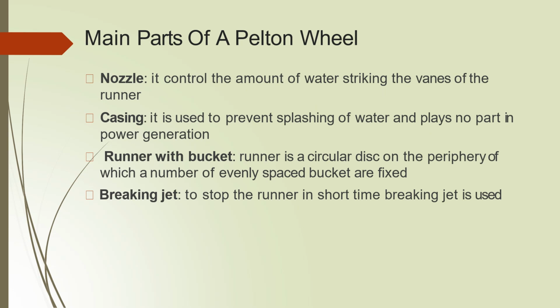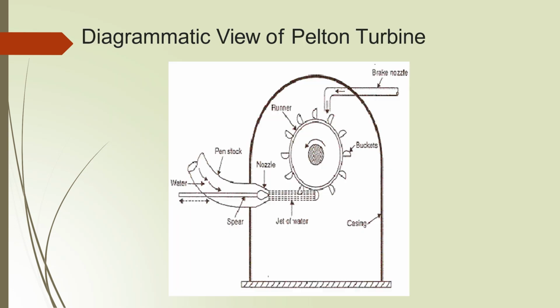Braking means whenever you want to stop the turbine, use a braking jet to stop it immediately. This figure gives you the different parts. Water is entering through the penstock. You can have a nozzle, and the spear will control the quantity of water.